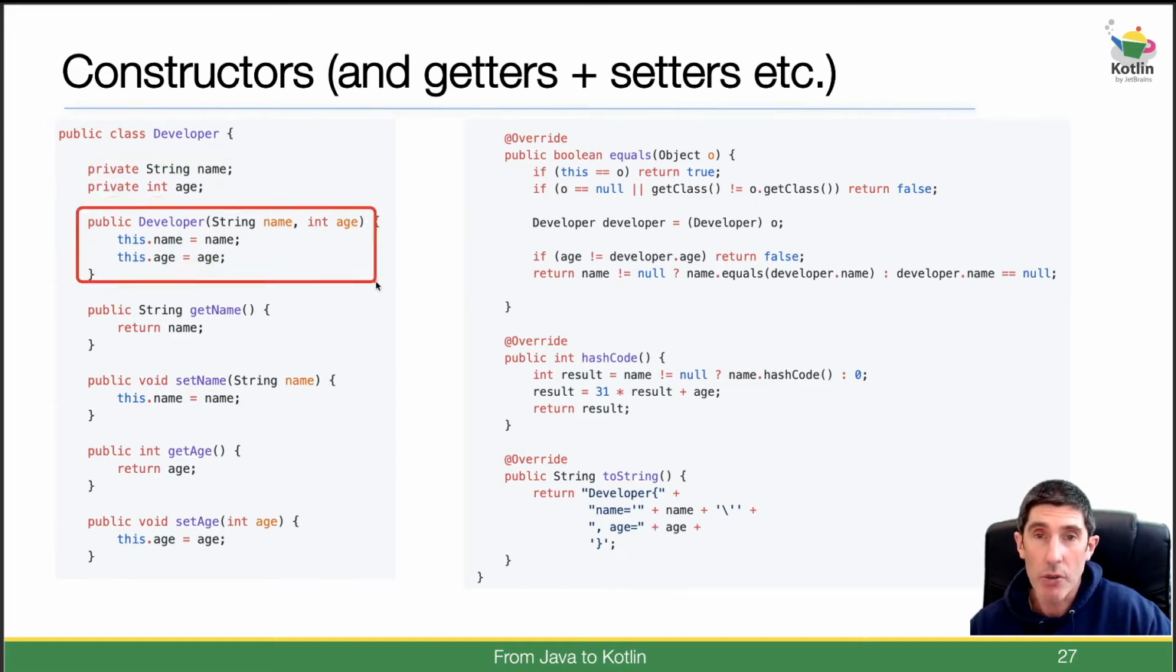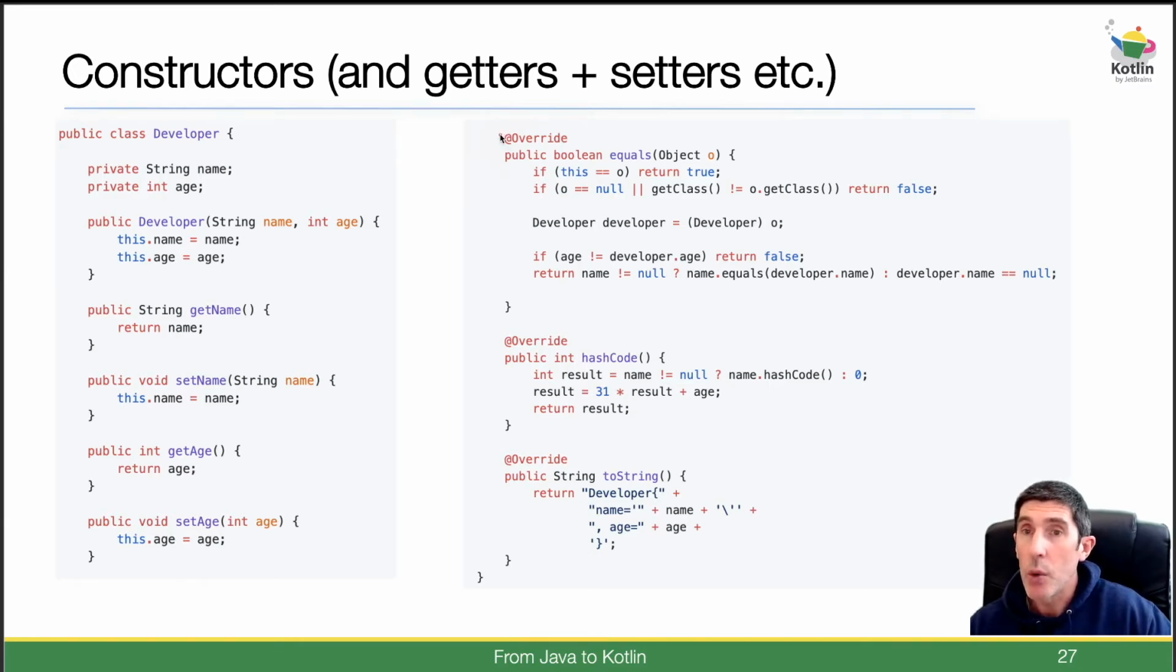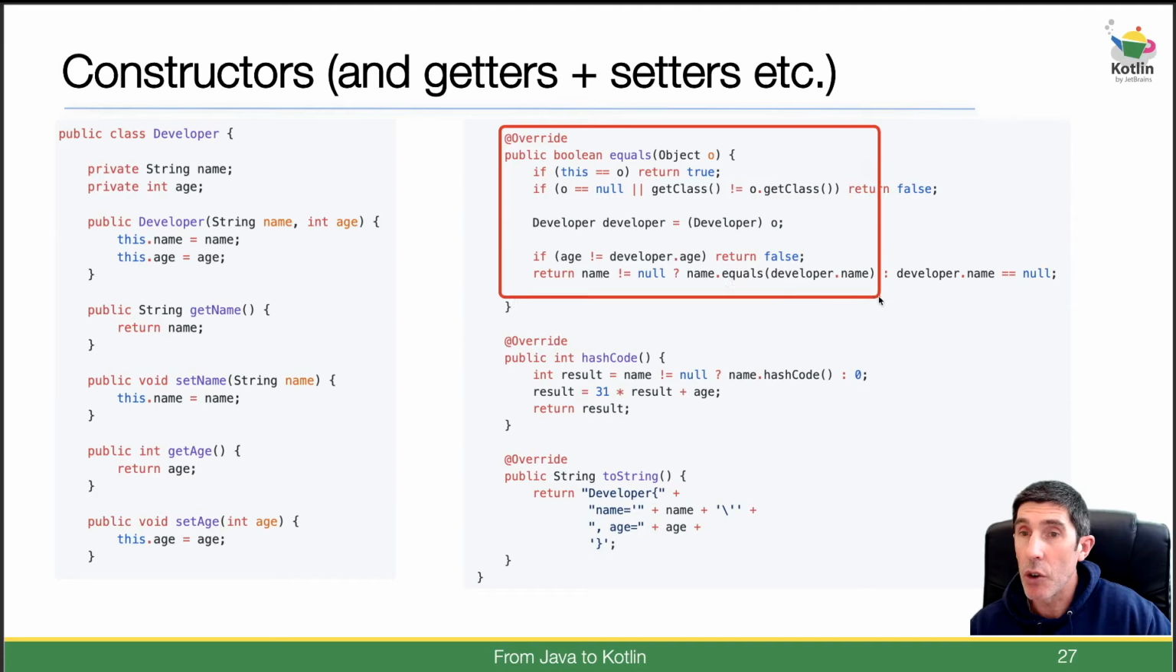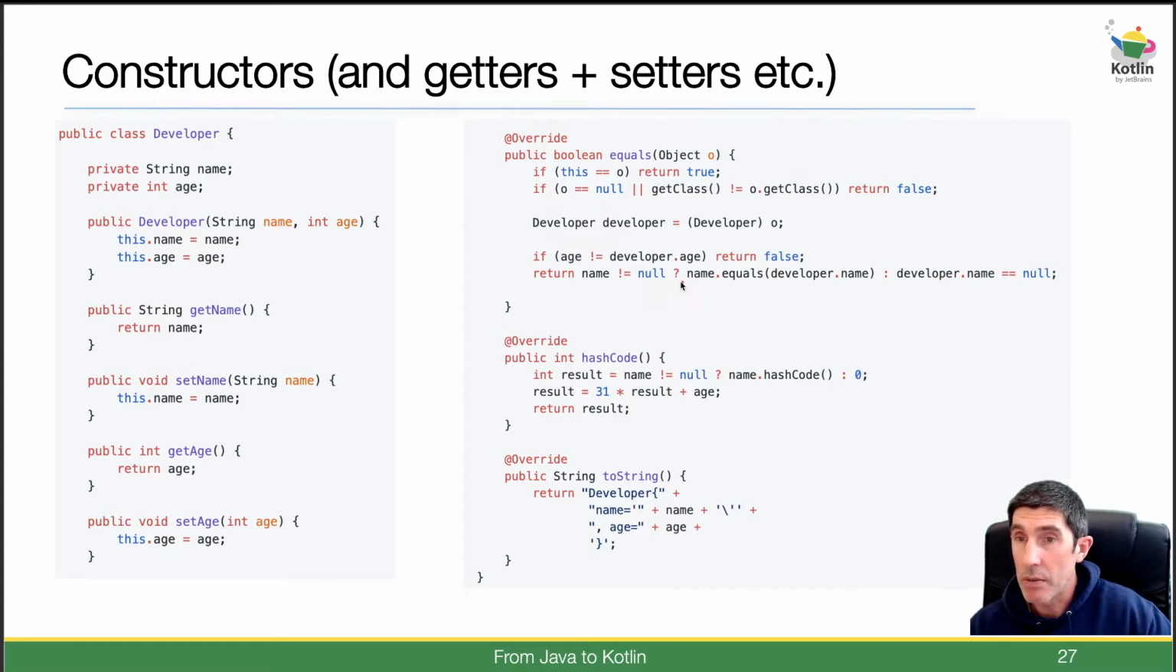It needs to have a constructor so we can set the name and age, right? If they happen to be declared private, we need getters and setters for name, and getters and setters for age. If we want to compare objects of type Developer, we have to write and override our own equals method, which again gets into those comparisons.